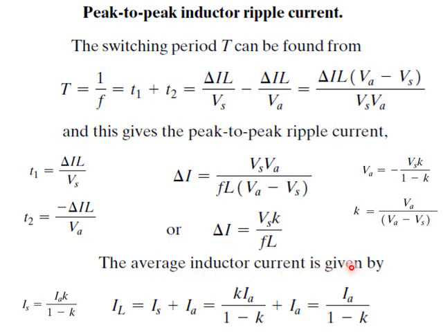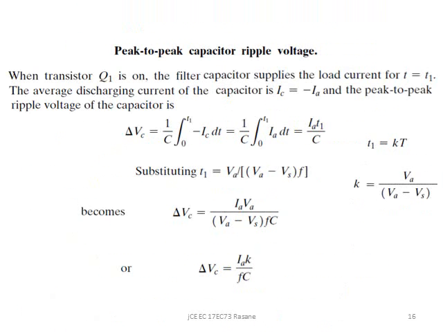The average inductor current is given by, we know the average current through the inductor IL is equal to the supply current Is during mode 1 and the load current Ia during mode 2, and that becomes equal to K into Ia upon 1 minus K plus Ia. So IL is equal to Ia upon 1 minus K. So this is basically the current through the inductor, the ripple current and the average inductor current.